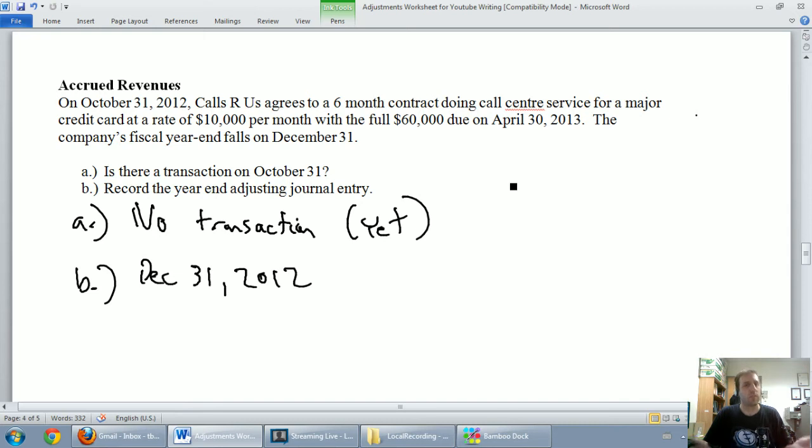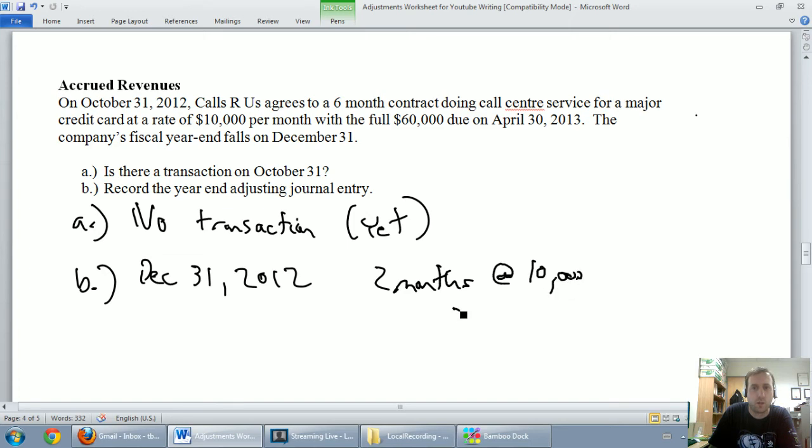So we've got to say, well, how much money have I earned? And I kind of just answered, October we don't count as a month. We're not going to count it. So November, December. And the reason we don't count October is because October 31st, we didn't start until the very last day of October. So November, December, 2 months worth of work. The contract calls for 10 grand a month. So we've earned 2 months at $10,000, we've earned $20,000.